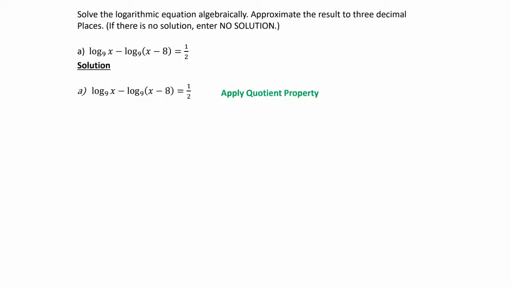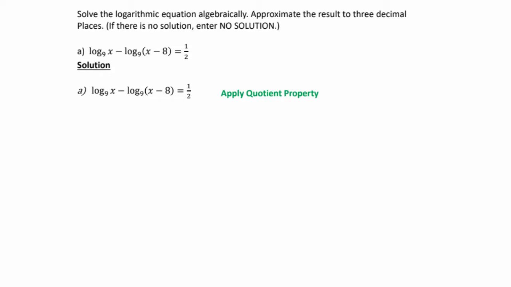Solve the logarithmic equation algebraically, approximate to 3 decimal places. So we have the log of base 9 of x minus the log of base 9 of x minus 8 equals 1/2. So to solve for x, the first thing that we'll do is we want to condense that left side. And we're going to condense it using our quotient property because I have two logs that are being subtracted by each other. So this is going to give me the log of base 9 of x over x minus 8.